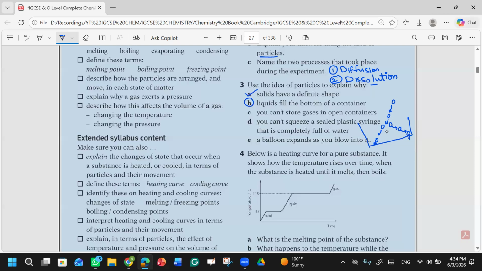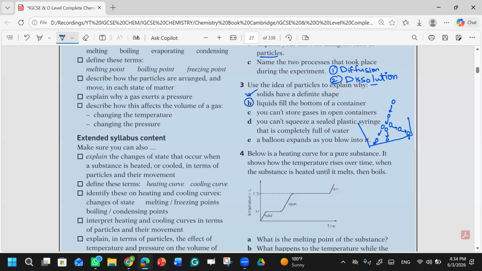The last particle at the bottom cannot slide past. So this is what we say. Whenever you have a liquid and you fill it in a container, the liquid fills the bottom, because the particles of the liquid slide past each other because they have some free spaces available. That's why they slide past each other, right? Clear?